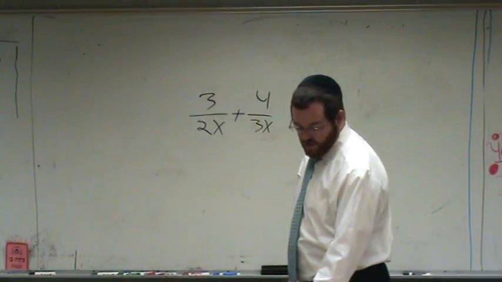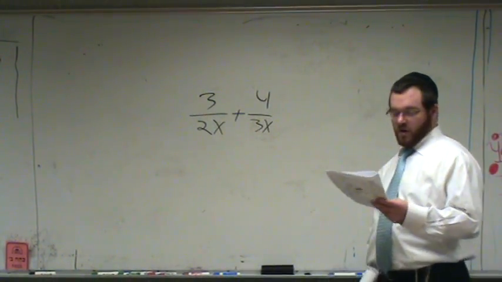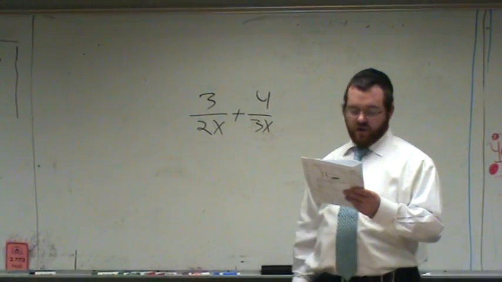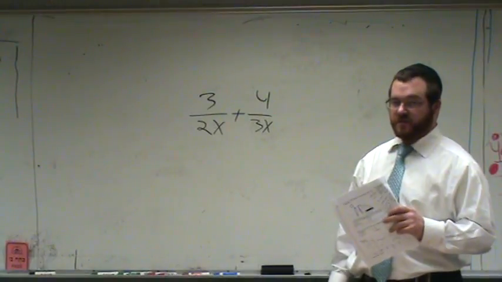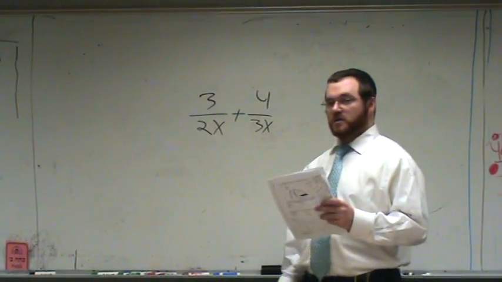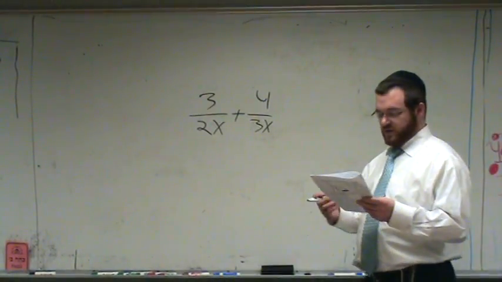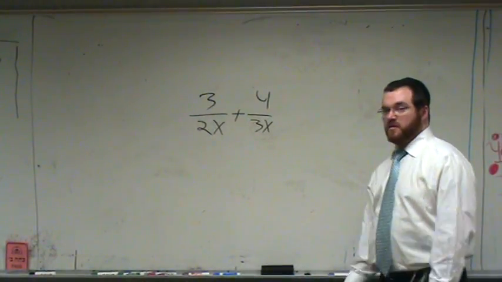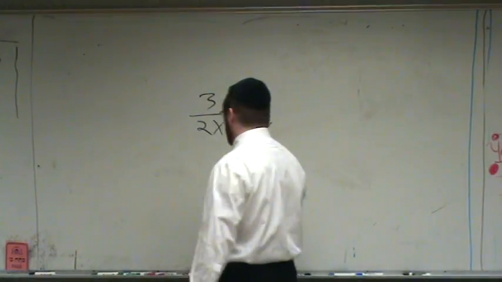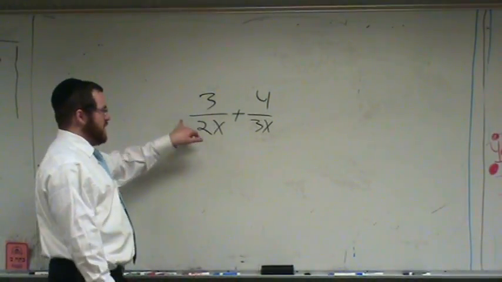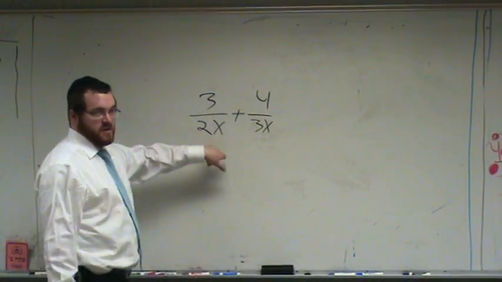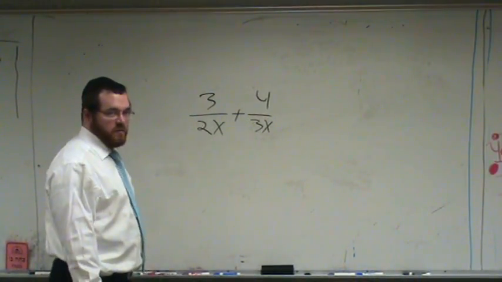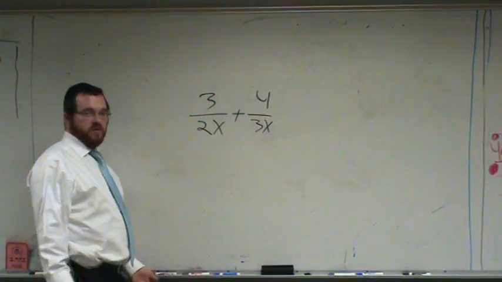Question 17. What is the sum of 3 over 2x and 4 over 3x expressed in simplest form, meaning brought down to simplest terms? Well, sum means you add them together. So before you add them together, you need a common denominator. What's the common denominator over here? Well, the common denominator over here is 6, because 3 and 2 have in common that they're multiples of 6.